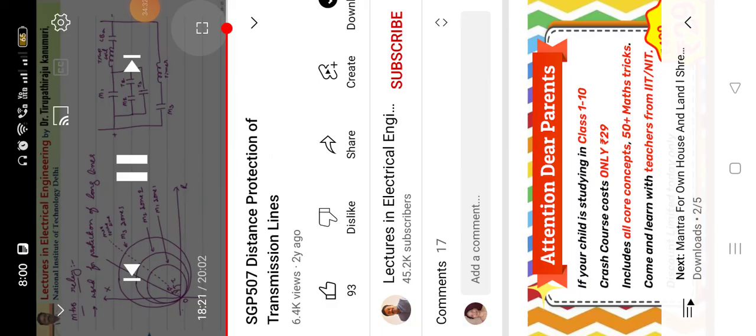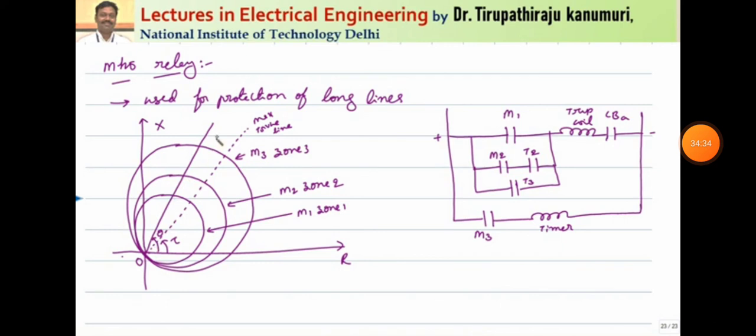So let us go to the next relay, that is the Mho relay. The Mho relay is used for protection of long transmission lines. Mho relay setting will be like this. This is my fault characteristic. The first part is provided by zone 1. That means up to the impedance of this much, zone 1 will protect.